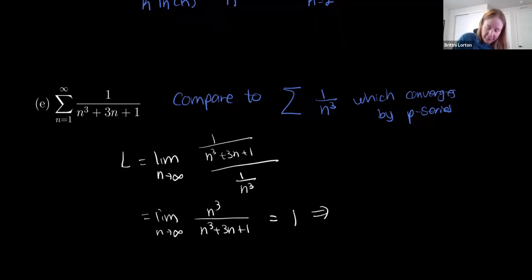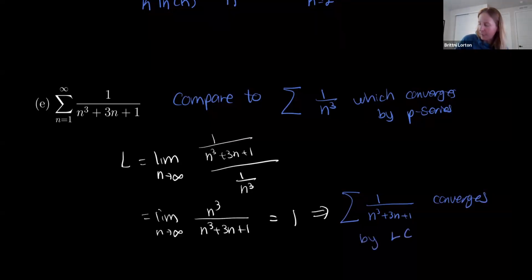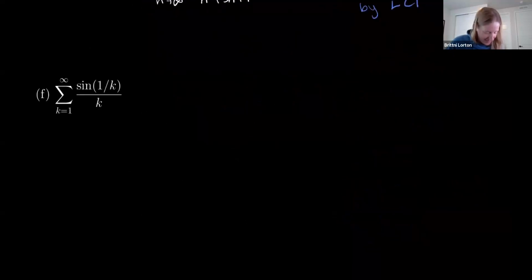So then I have the same conclusion: the sum of 1 over n cubed plus 3n plus 1 also converges. It has the same property, when your limit equals 1, it converges by the limit comparison test. Ta-da! All right, we're on a roll. Let's do another one.